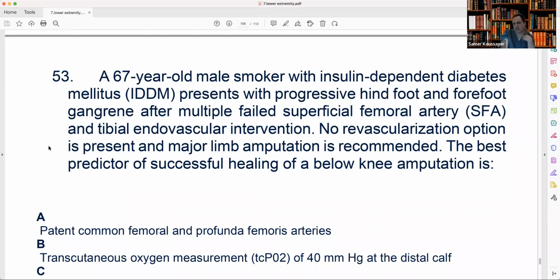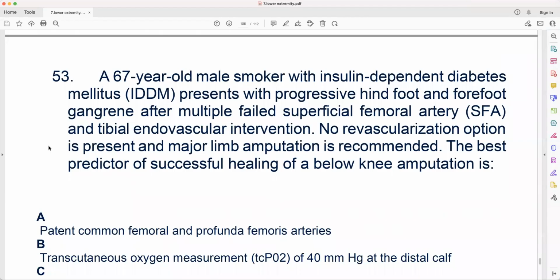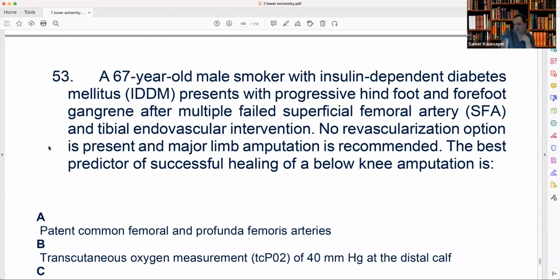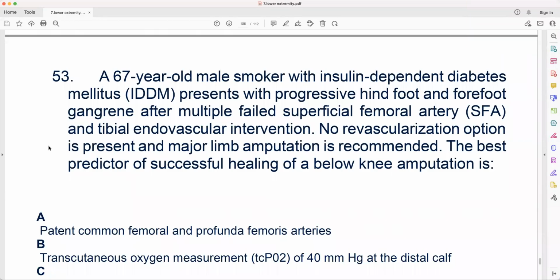But in general, this is the reason why when we look at the patient, we look at the skin. If the skin is warm and has good hair, then we say, okay, this will work. If the skin looks cold and has hair loss, then we know that this will not heal. So again, the most important is the skin. All right.